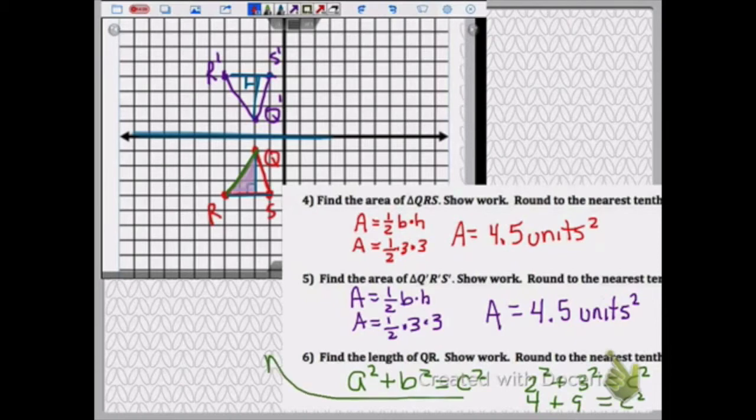I'm going to finish my work over here. So 4 and 9 gives me 13. So 13 is equal to C squared. And to find C, I have to take the square root of 13. That gives me approximately 3.6. So C, or QR, is approximately 3.6 units long.